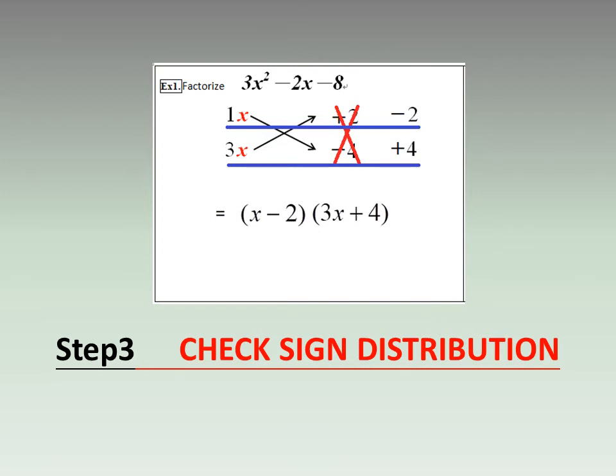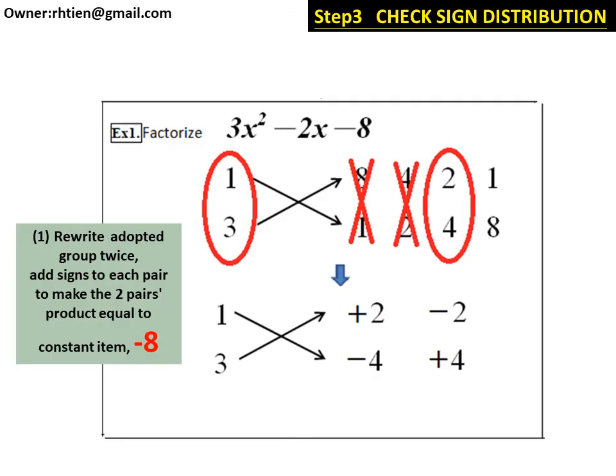Step 3. Check sign distribution. In step 3, example 1, we rewrite the adopted group twice and add signs to each pair to make the two pairs' products equal to the constant item, negative 8. Okay, we rewrite 1, 3, 2, 4 twice, and we add signs on the real pairs. We add positive 2, negative 4, so their product is negative 8, and negative 2, positive 4.